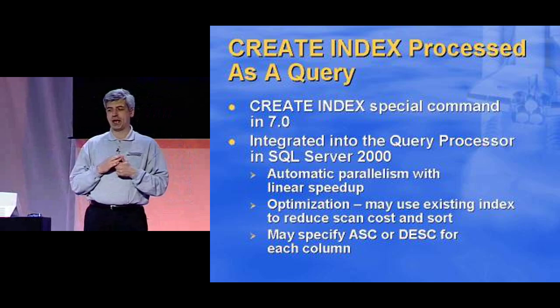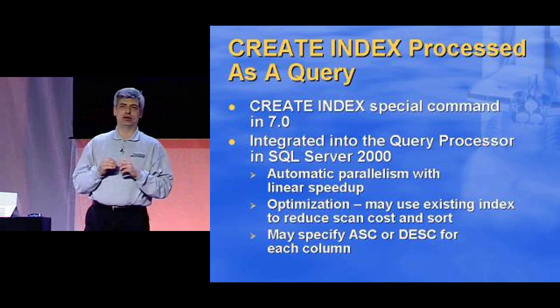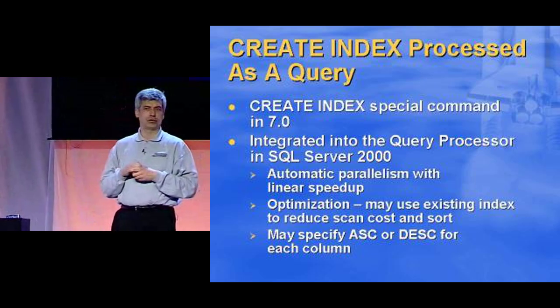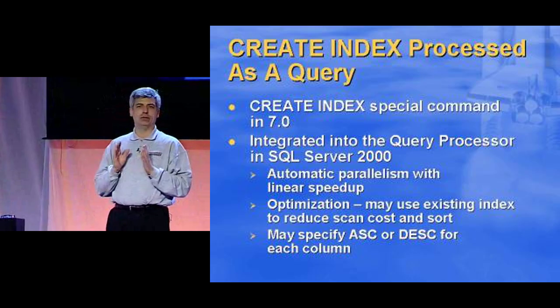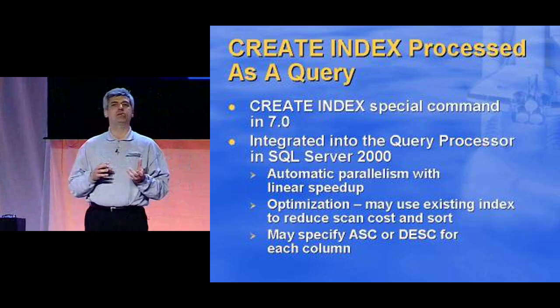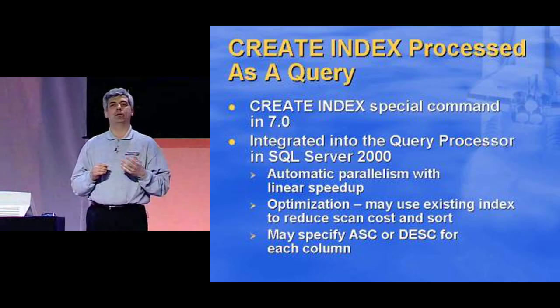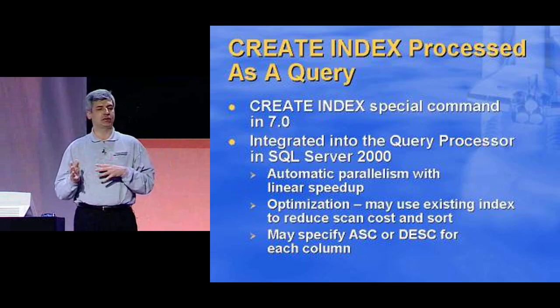In the first place, we are building parallel plans on multiprocessor machines. You will see a speed up of your create index. And we did measurements, and the measurements show that it's pretty well linear. So on a 4-processor machine, you should expect your index build to be 4 times faster compared to SQL Server 7.0.